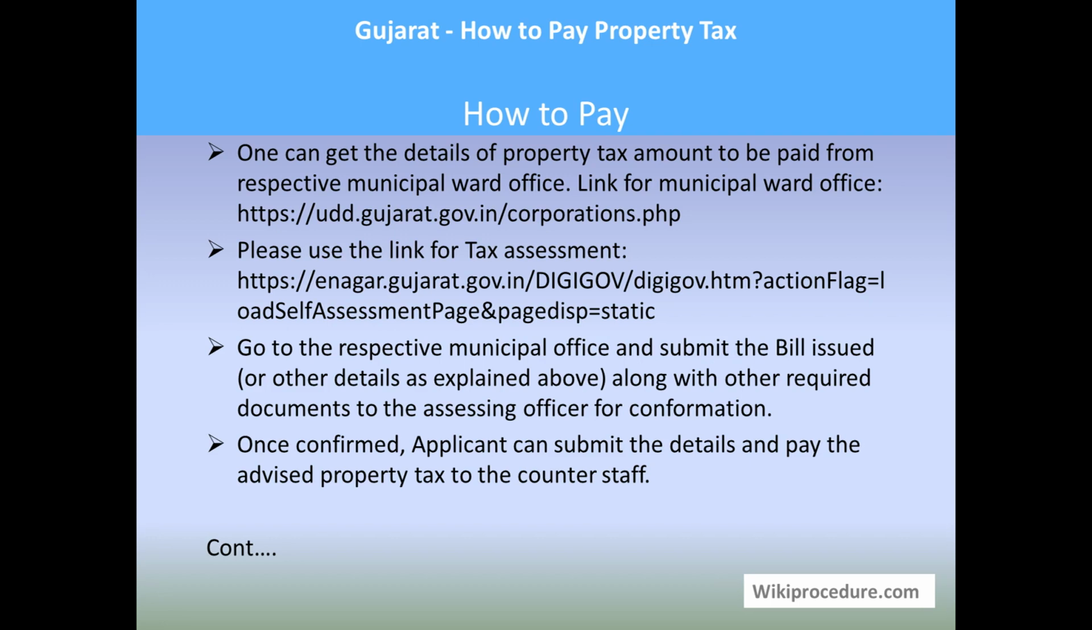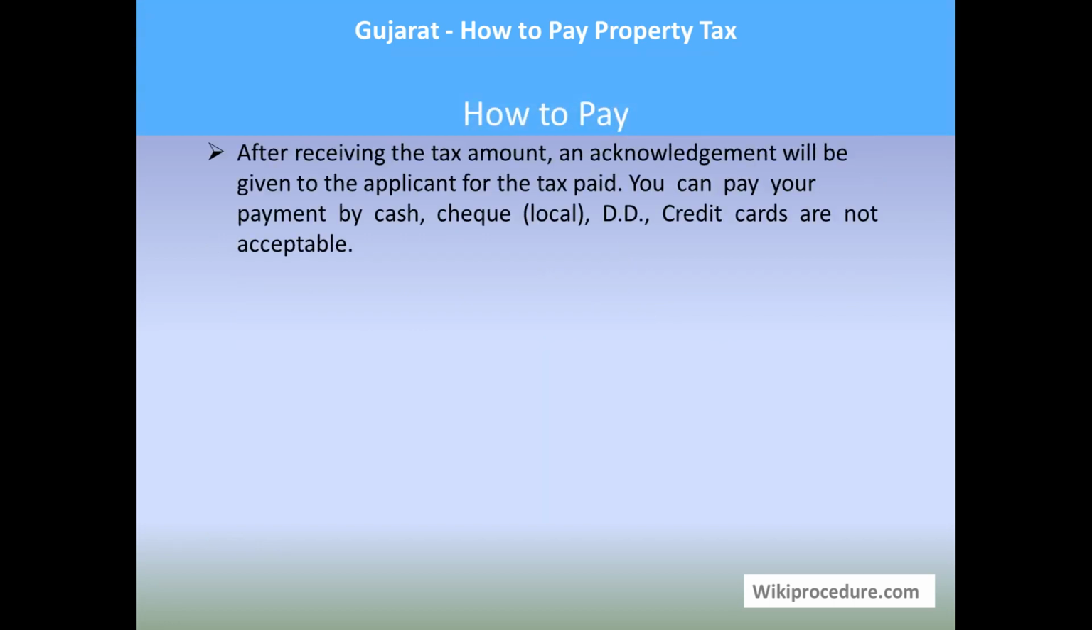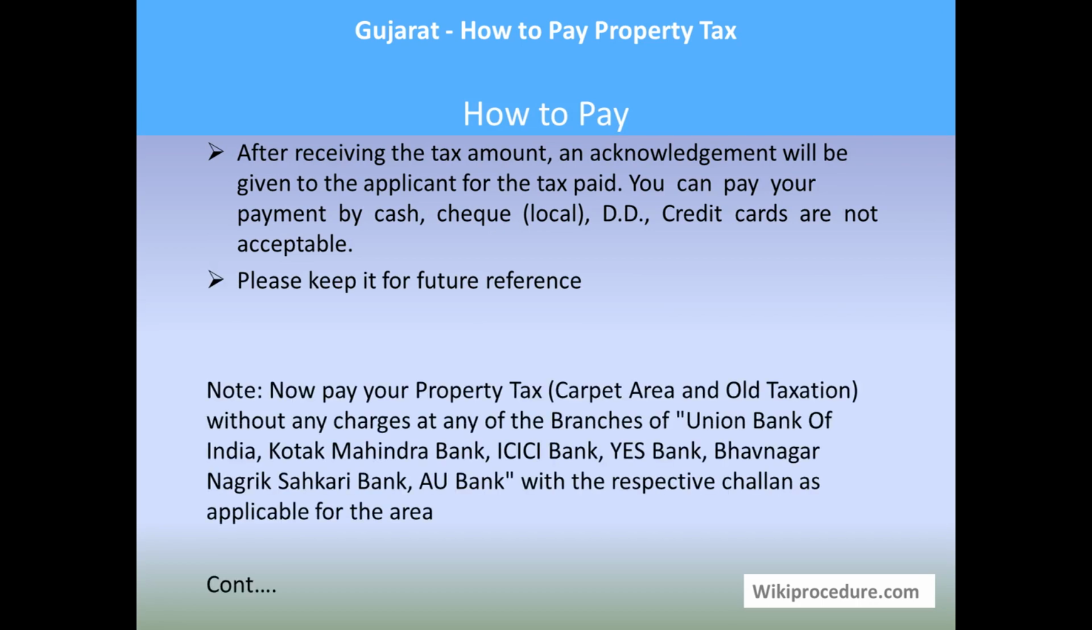Once confirmed, the applicant can submit the details and pay the advised property tax to the counter staff as advised by the assessing officer. Once the amount is received, the counter staff will give an acknowledgement, which is a receipt for the tax paid. Payment by cash, check, DD or credit card is accepted. Credit cards are not accepted here. Please keep the receipt for future reference.